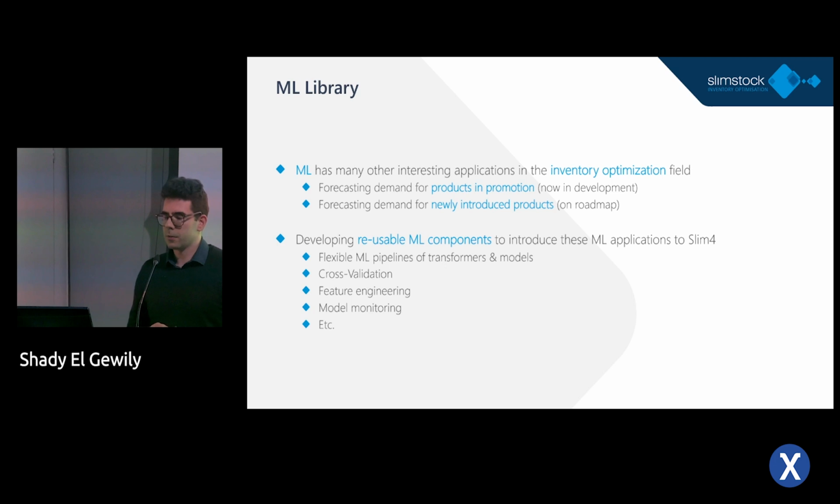And because of that, we are developing what we like to call a library of reusable machine learning components, so that we can make not just one application, but a lot of different applications without reinventing the wheel every time. That means flexible machine learning pipelines of transformers and models, cross-validation, feature engineering, model monitoring. Many of those components are not specific to one application, but can be reused.